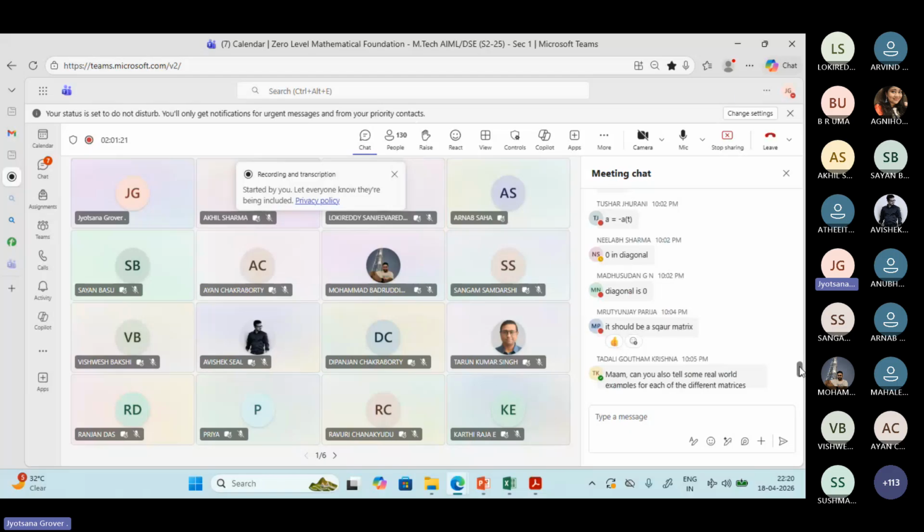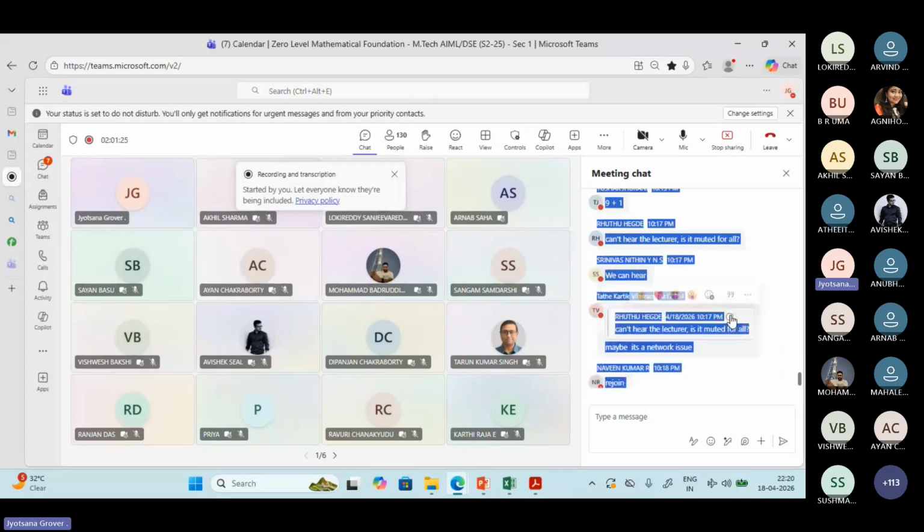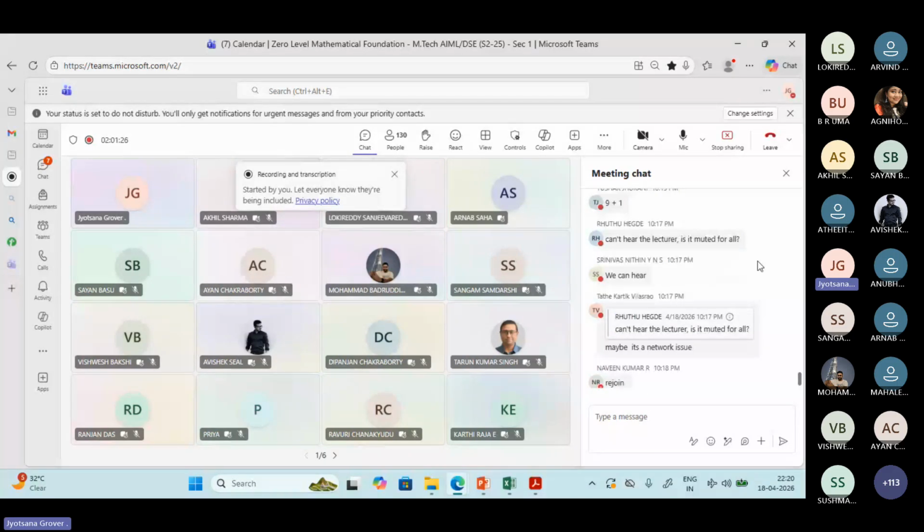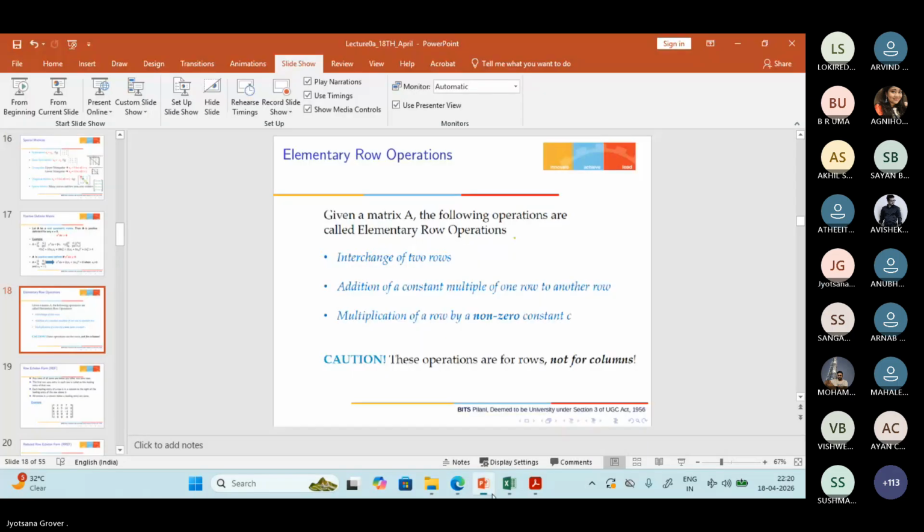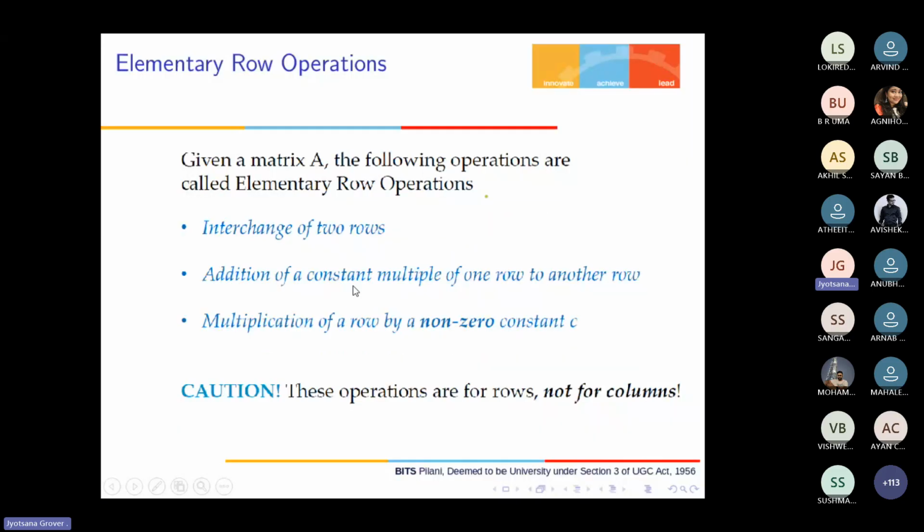Real world examples. See, everything boiled down, whatever you are doing, Gen AI, transformation, everything, even text, audio, whatever you can think of, everything boils down to these matrices and vectors. So this is the starting point only. That's why we are doing all this. Okay, now comes elementary row operations.